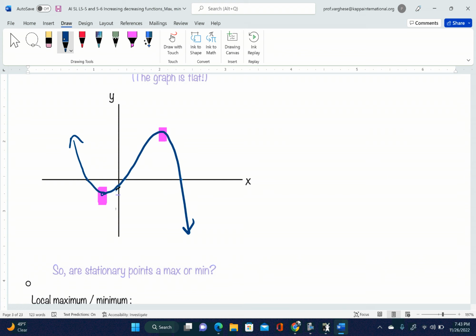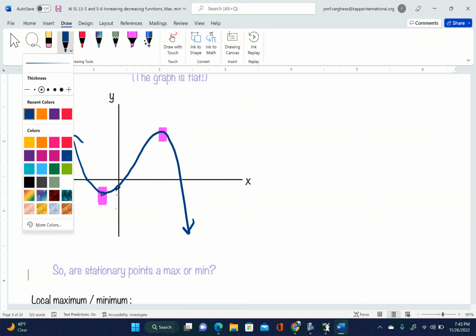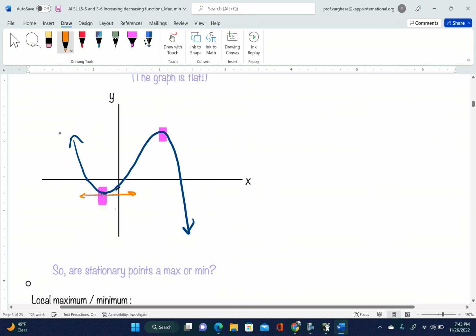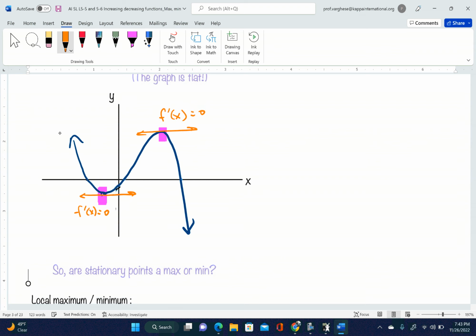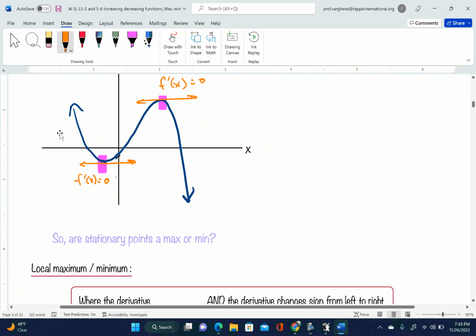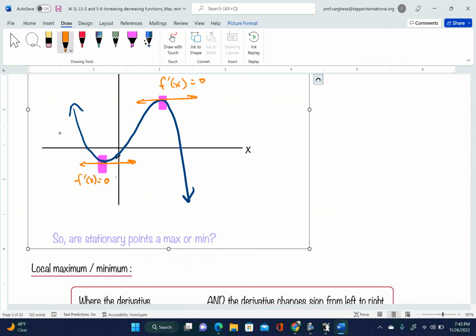And how do I know that? Because if I were to take this and draw a line that is tangent to it, the slope of that line is equal to 0, and the slope of this line that's tangent like that is also equal to 0. So is our stationary point a max or min? In this case, yes. It doesn't have to always be.